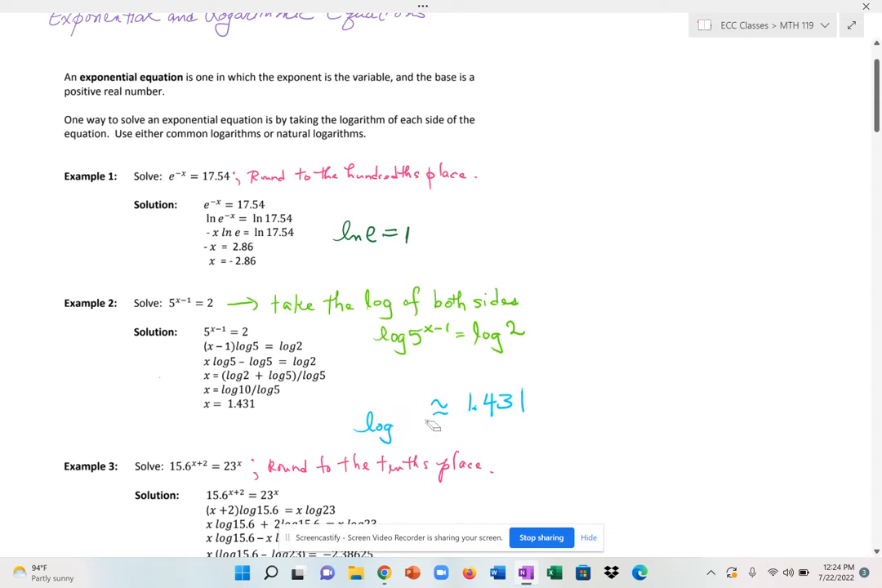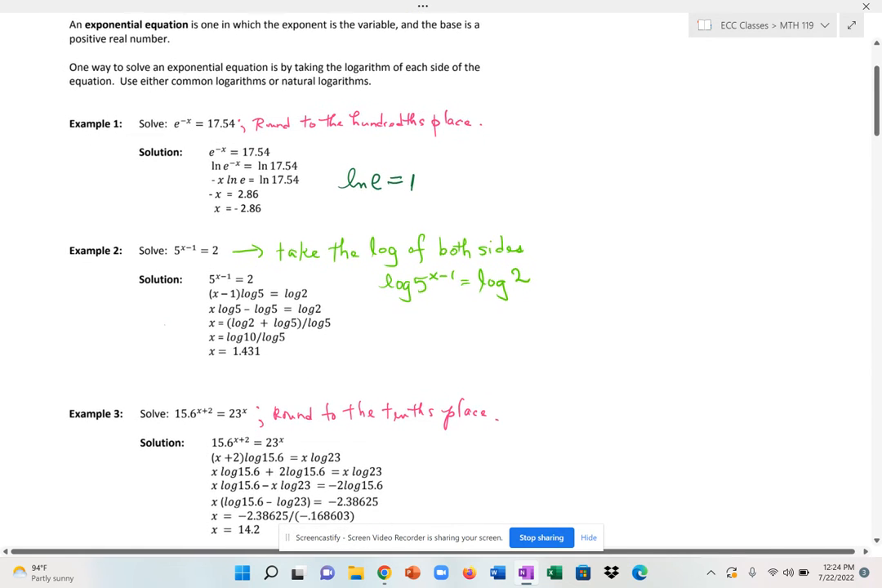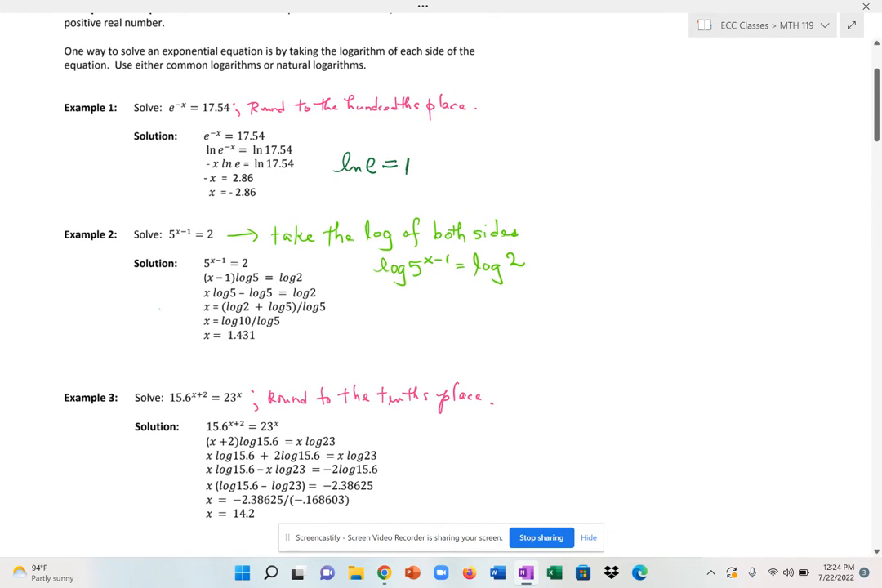So the next one, again, we're going to apply a similar technique. I have 15.6 to the x plus 2 equals 23 to the x. It's a little bit more complicated because I have x's on both sides of the equation. And again, I'm going to use logarithms to help me move things around so that I can solve for x. So again, I used a common log. You could just as easily have taken the natural log of both sides.